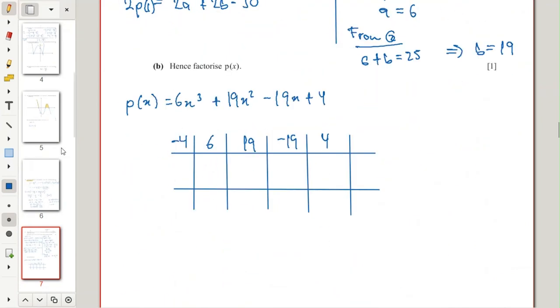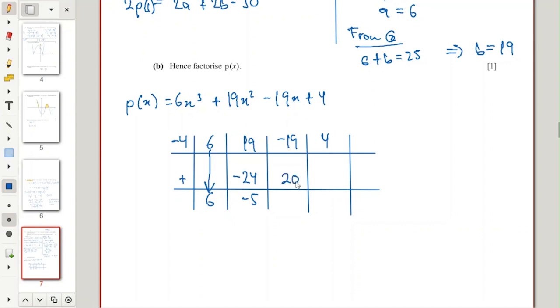So negative 4. The first thing that you do is you pull my friend here, you pull him down. So it comes here, 6. Every time you put the first coefficient down. So this times this, what will you get? Negative 4 times 6, you get negative 24. So the value that you get, you put it here. Then you add 19 plus this, you get negative 5. Negative 4 times negative 5, what do you get? You get 20.